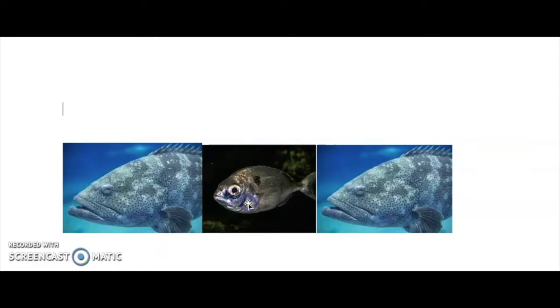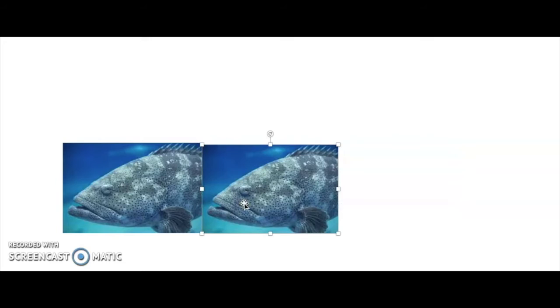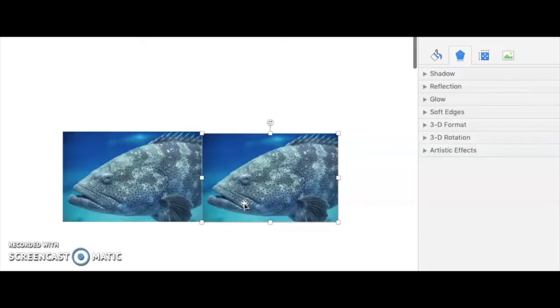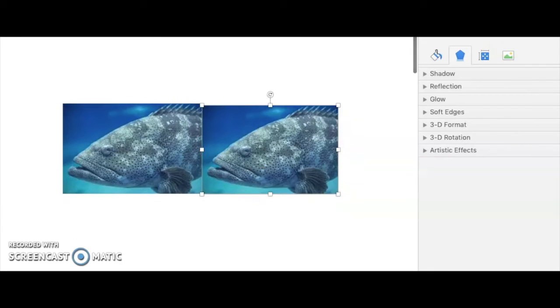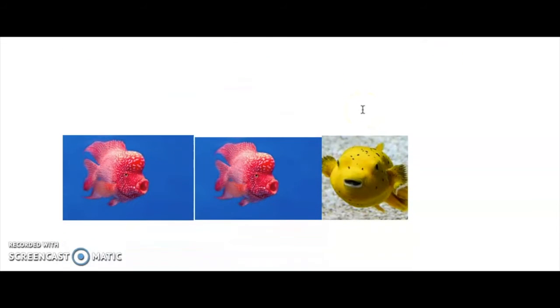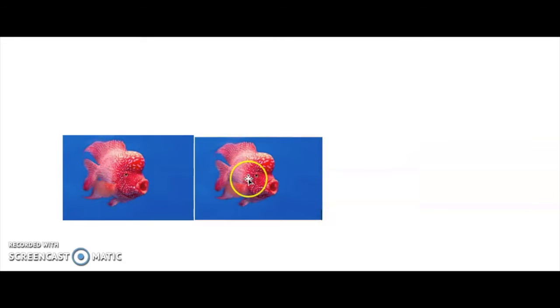This one. Great job. Now these two are the same. Now let's look at these three. Which one doesn't belong? Two are the same and one is different. Which one is different? Go ahead and point. What color is the one that is different? Yellow. Great job. It's a pufferfish. It's different. Let's get rid of it so the other two are now the same.